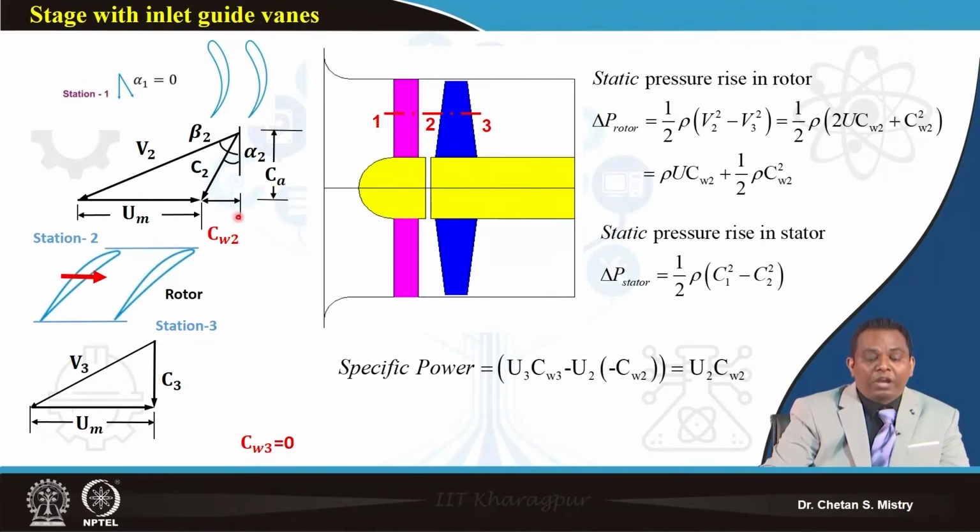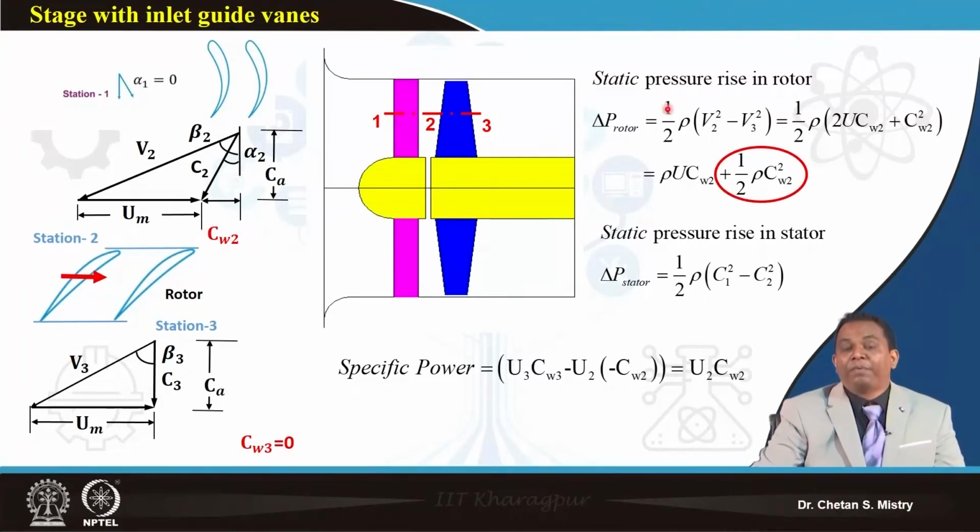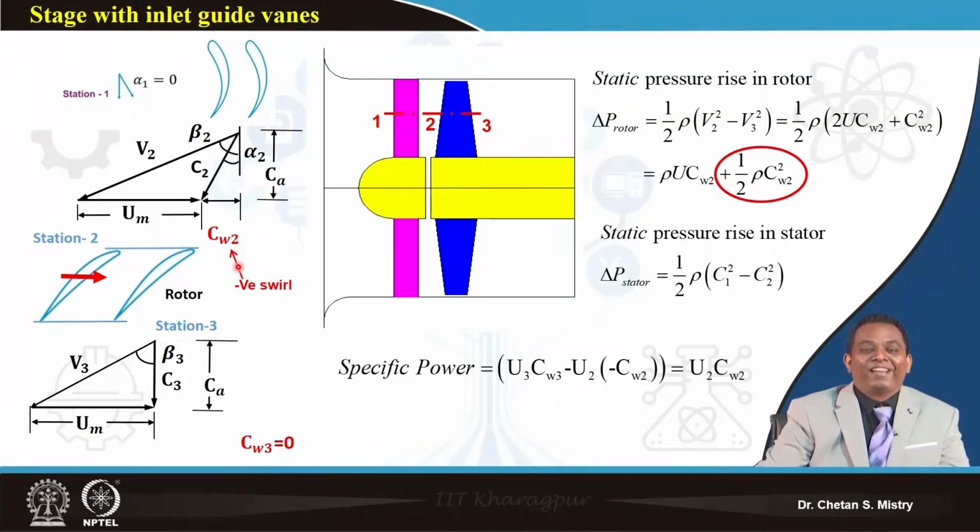And here, if you look, I am having my whirl component. If I write my equation for the static pressure rise, it says this is what is getting added up: 1/2 rho CW2 square. The reason is that this is a negative swirl we are providing by incorporating the inlet guide vane.